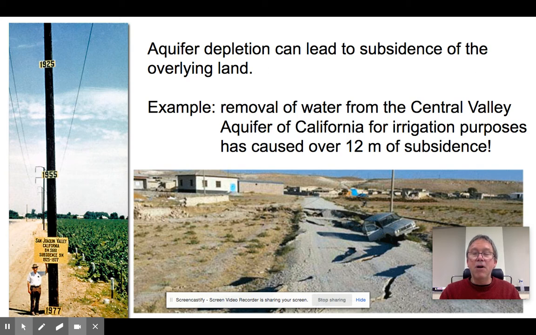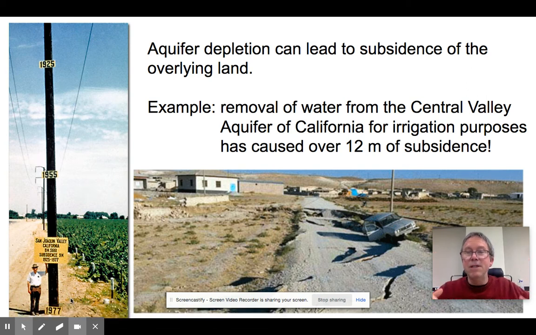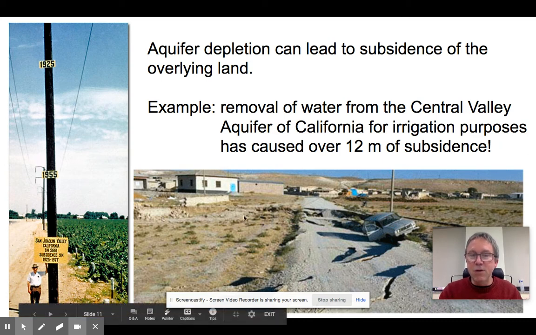As they pumped all this water out from underneath it, the land has sunk and sunk and sunk. So the San Joaquin Valley has sunk meters, over 10 meters, just in the last century, because of us pumping water out of it. And it sometimes makes sinkholes and other features like this. And we see this all over the world.